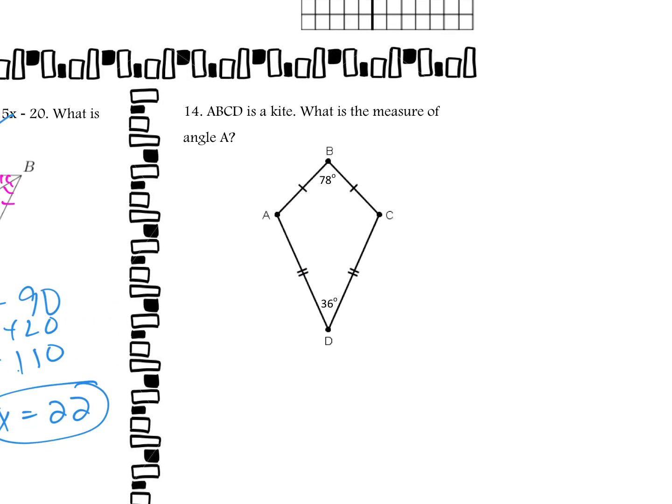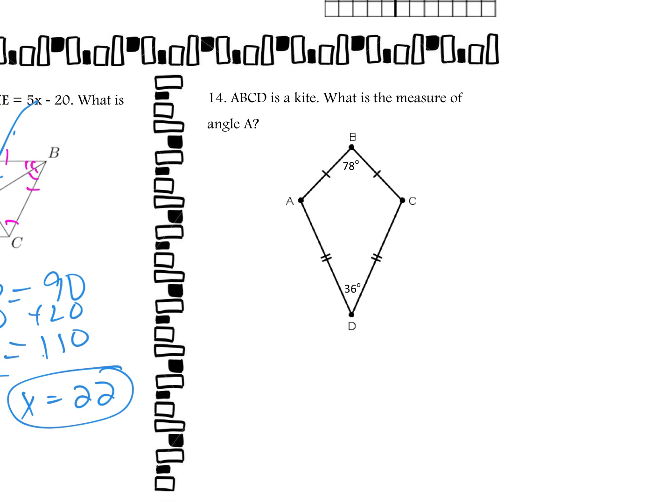All right, last problem. What's the value of angle A? So we need to find this angle right here. If we remember, this whole angle and this whole angle are exactly the same in a kite. So how many degrees are inside a polygon? It's a four-sided figure. So remember, n minus 2 times 180. So I have 4 minus 2. That gives you 2 times 180. So my total is 360.